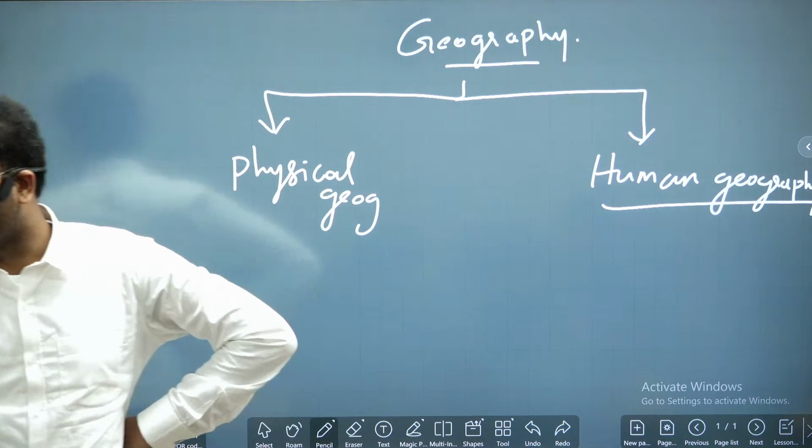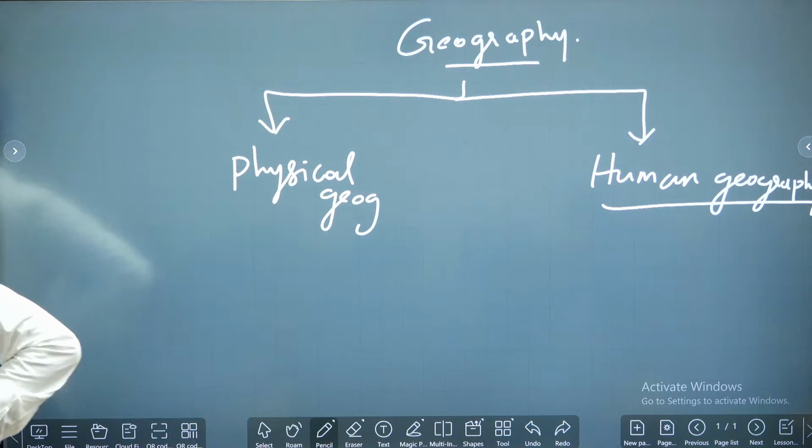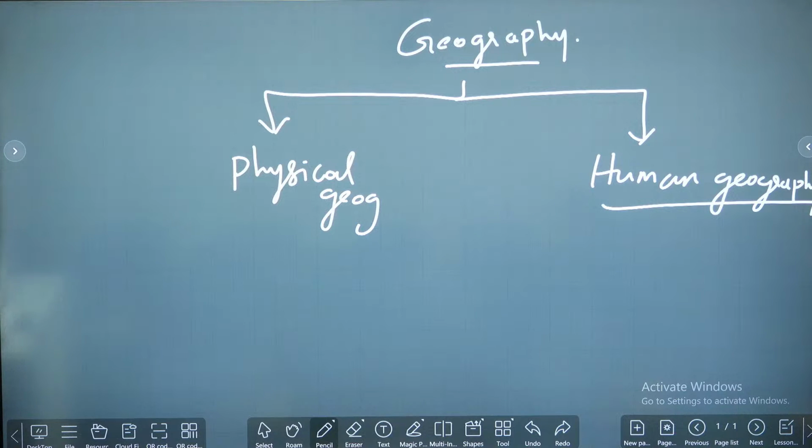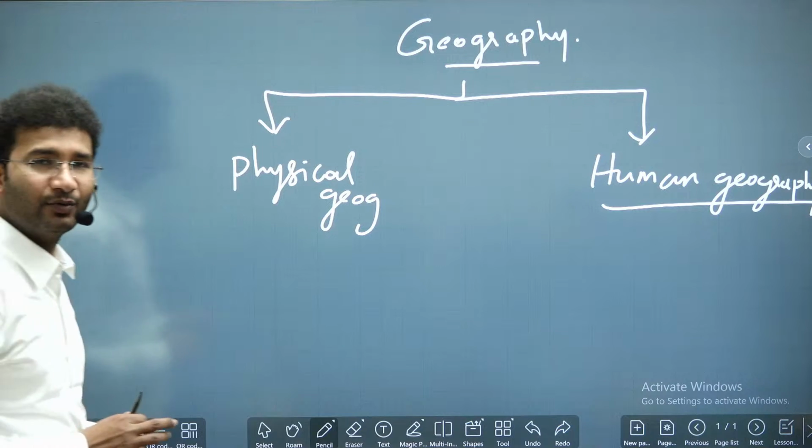So someone in the comment section said that, sir, geography is the study of physical features, right? Geography is the study of physical features. So what do you mean by physical features? Can anyone answer?